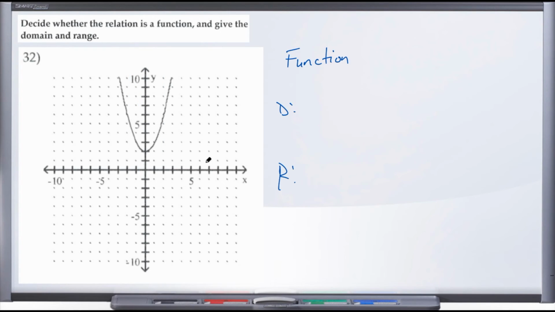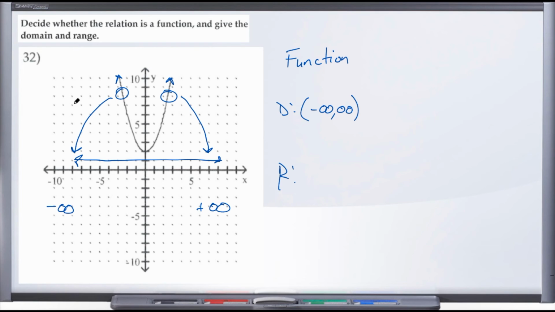All right, so for x values, for domain, let's pretend that there are arrows here and that this graph goes up forever. If we pretend that each of these is a handle and we grab onto it and pull each side of this graph down towards the x-axis, we're going to have ourselves a horizontal line. Towards the left, this horizontal line is heading out towards -infinity, and as it heads off towards the right, it's heading towards +infinity, and so that becomes our domain, -infinity to +infinity. All right, how about range?